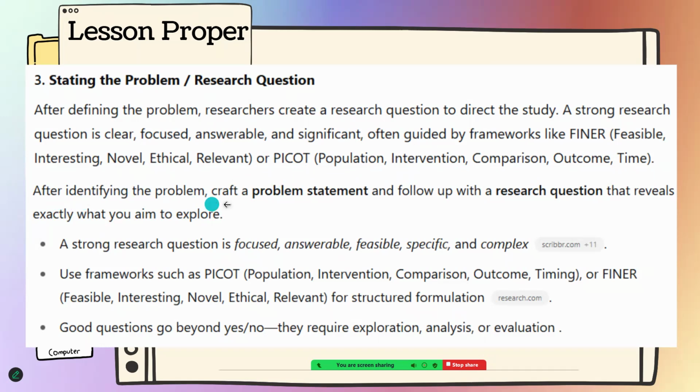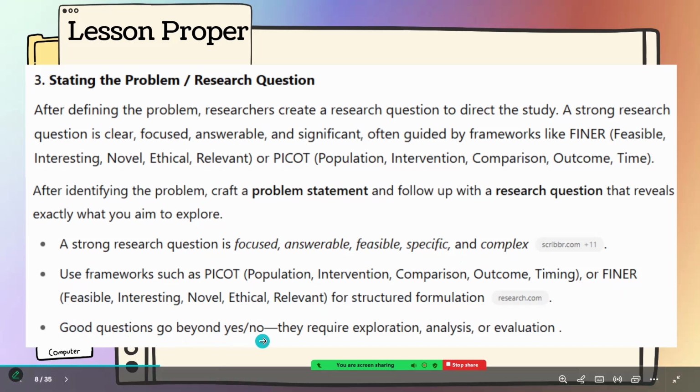After identifying the problem, you will craft a problem statement and follow up with a research question that reveals exactly what you aim to explore. A strong research question is focused, answerable, feasible, specific, and complex. Use frameworks such as PICOT, again, or FINER for structured formulation. And good questions go beyond yes or no.